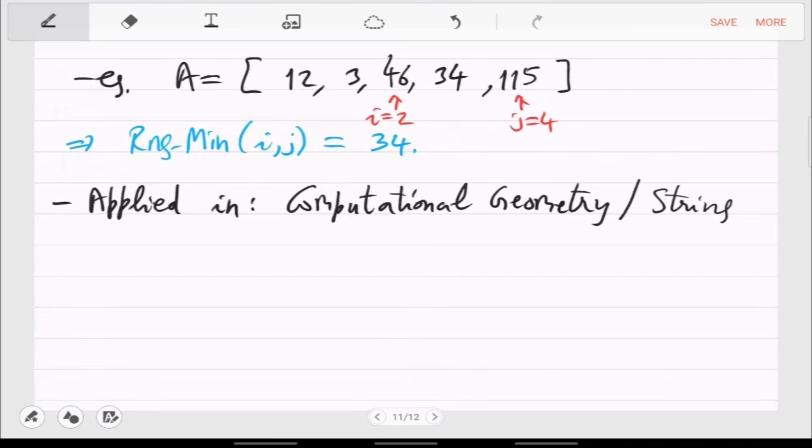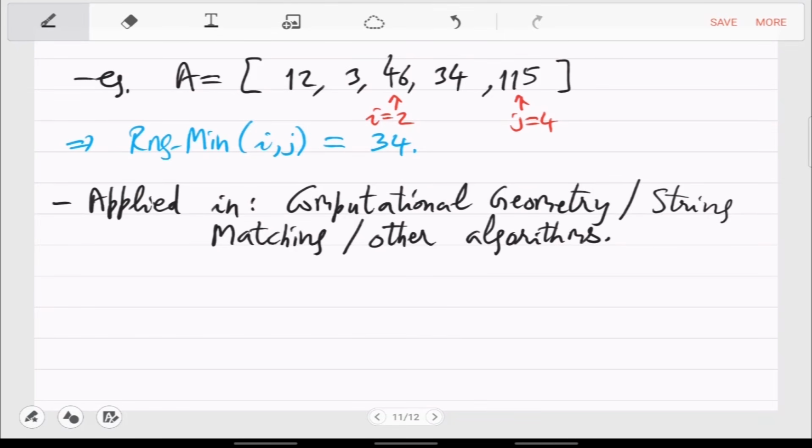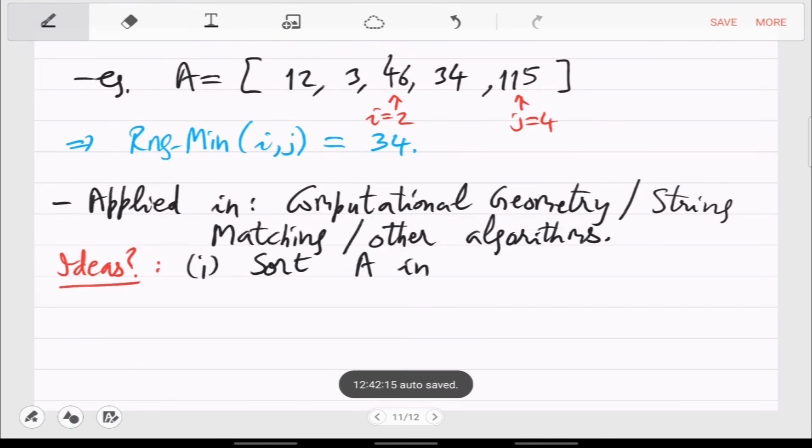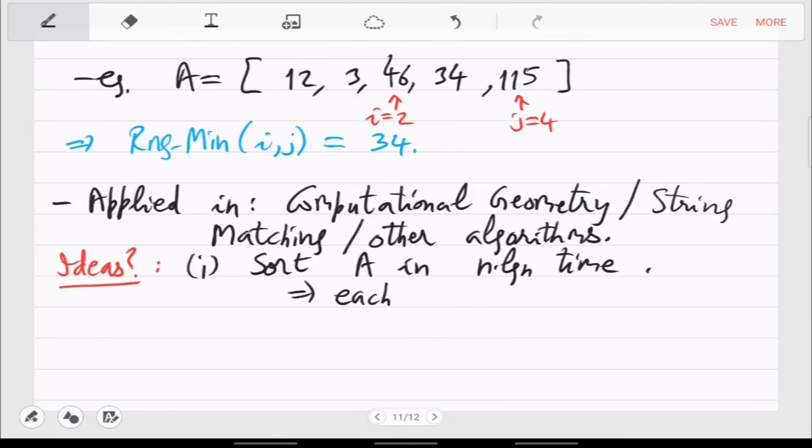So this is used in computational geometry, string matching, and other algorithms. As a subroutine, this is called. So yeah, two ideas are, you can either just sort in n log n time. So then each query is constant time.